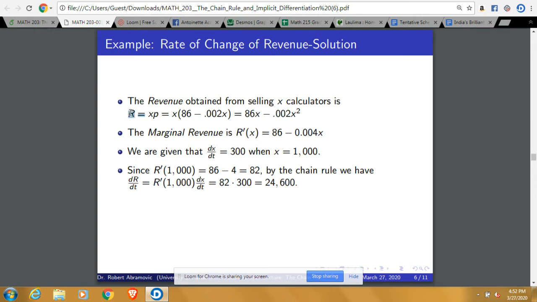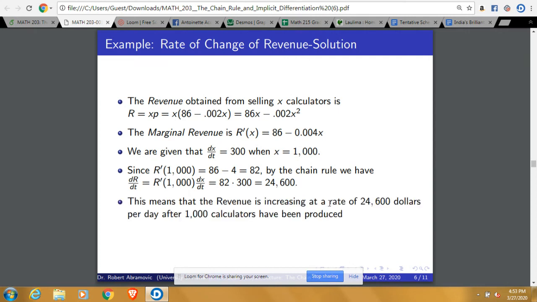So our outside function here is R, and our inside function here is x as a function of time. By the chain rule, dR/dt is the derivative of the outside function evaluated at the inside function, here the inside function's value is 1,000, times the derivative of the inside function. We get 82 times 300. Now notice this is only true when we're at the production level of 1,000 calculators. And we get this product, 24,600. This means the revenue is increasing at a rate of $24,600 per day after 1,000 calculators have been produced.